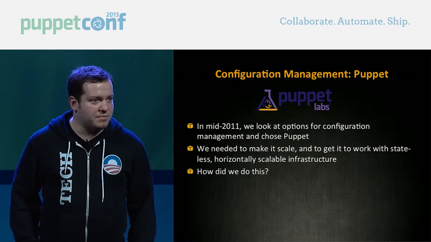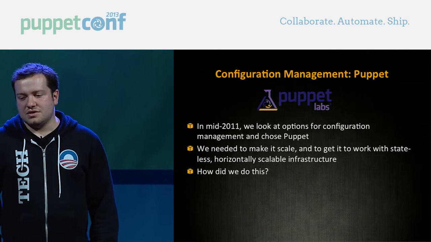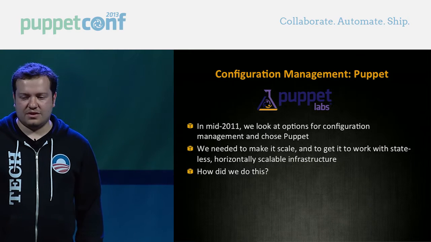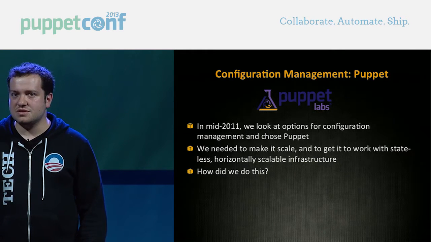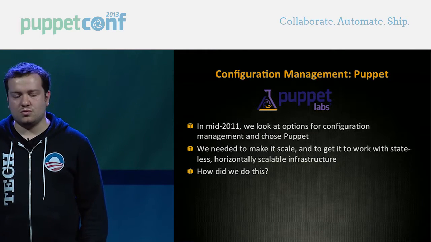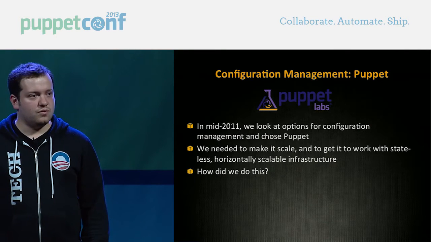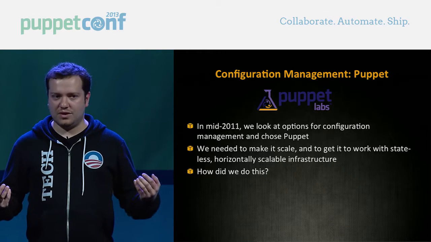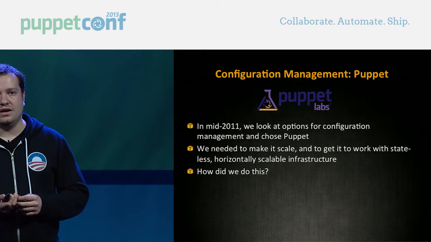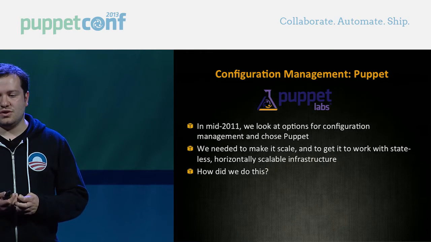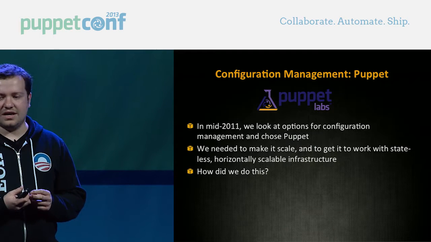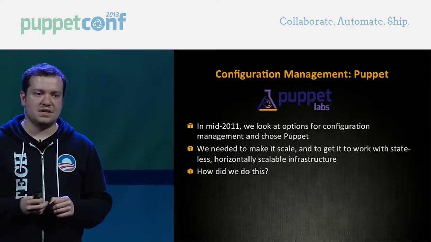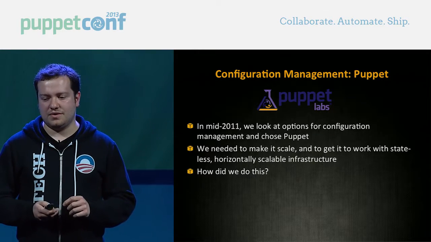So let's talk about our Puppet use specifically, right? It was mid-2011, and we were looking at what we should do for configuration management, and we looked at all the options, and we thought that Puppet was the best one at the time, so we decided to use it. And then we had to figure out how to scale it, right? We knew that we would eventually have a really big infrastructure, and we knew that we were going to make it kind of stateless and horizontally scalable, so using auto-scale groups. So how do we get Puppet to work with that?